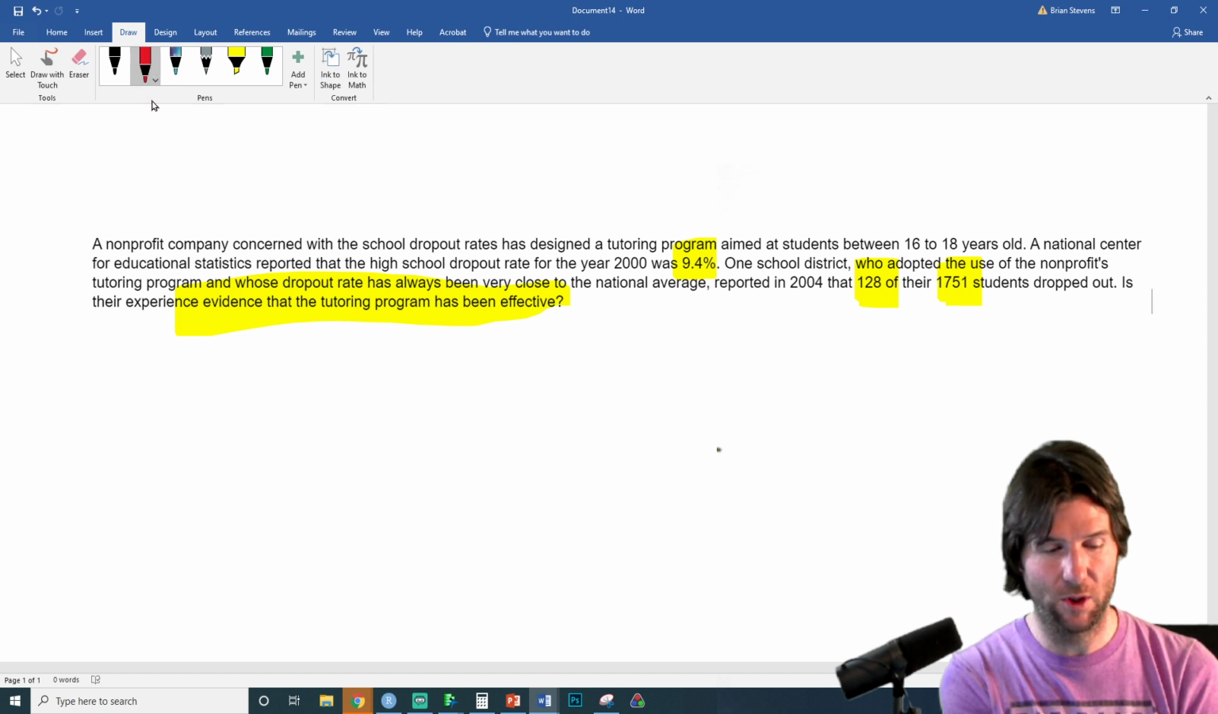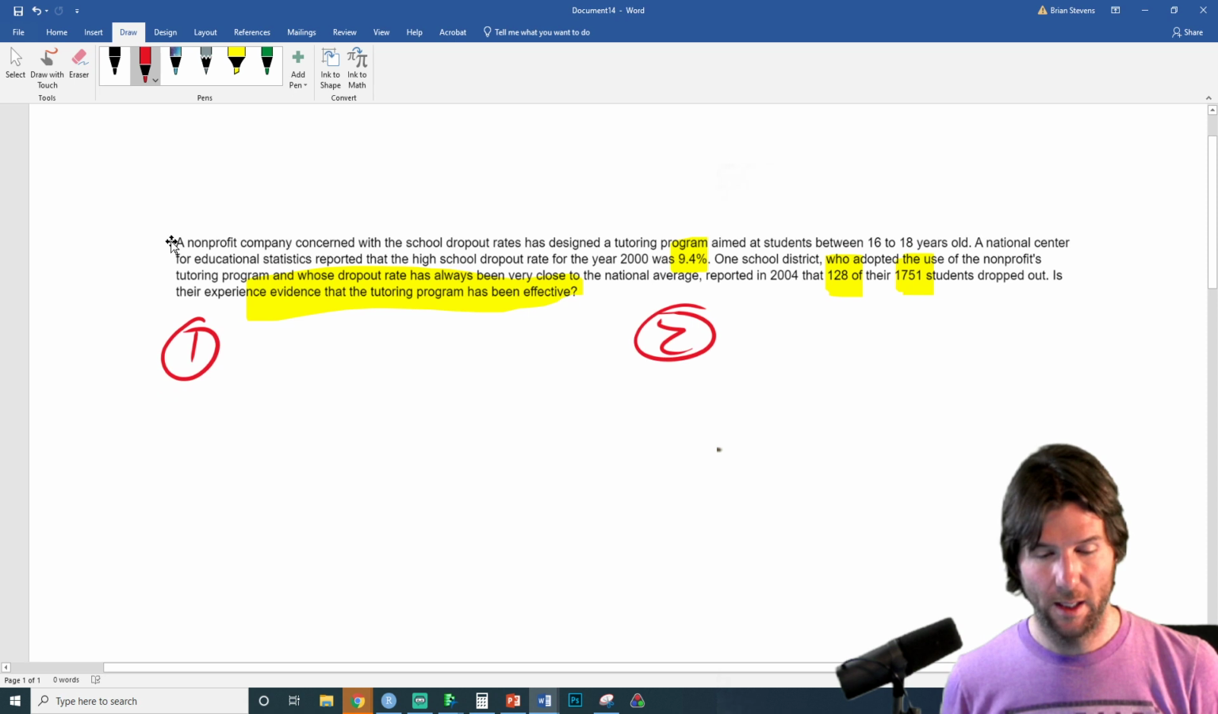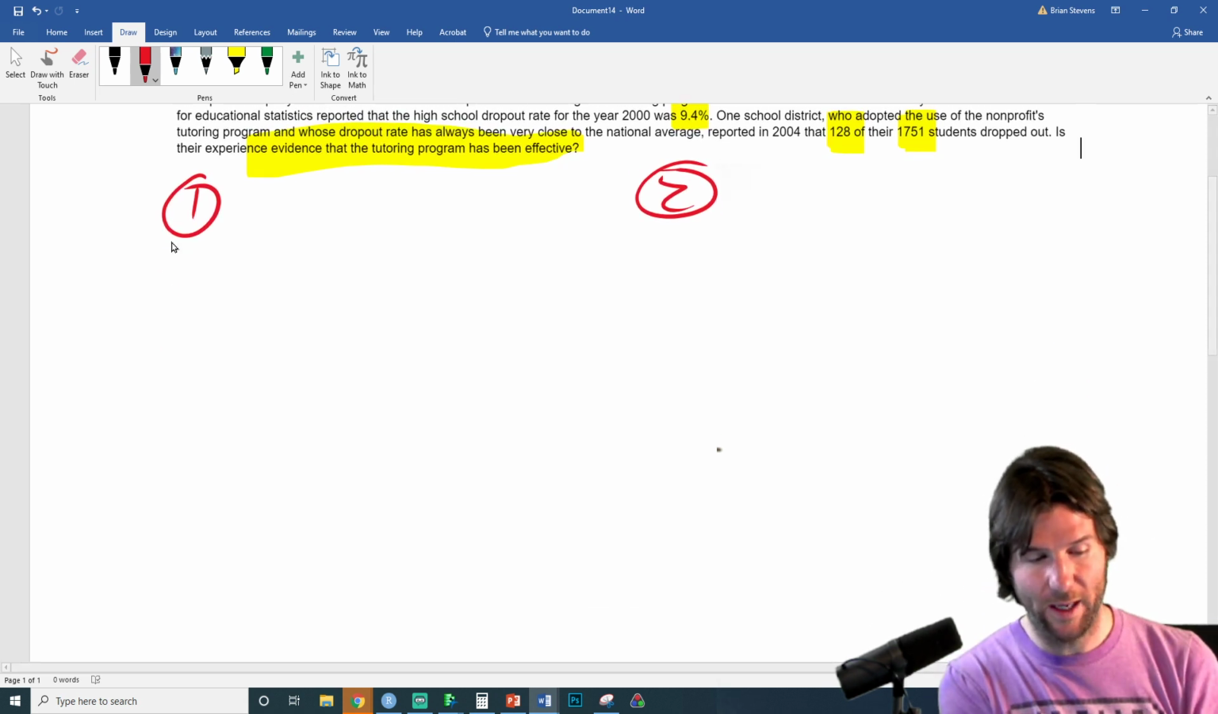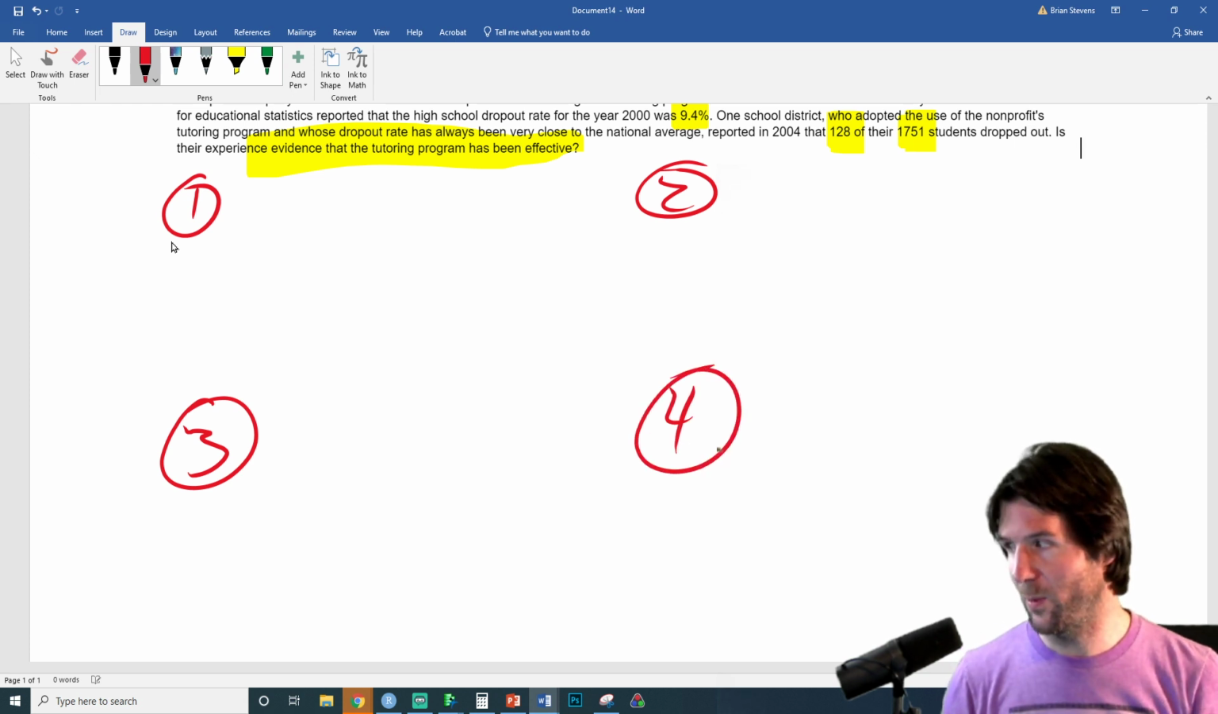Start thinking about that and answering in the chat. If the tutoring program is effective, we would expect the dropout rate to do what?